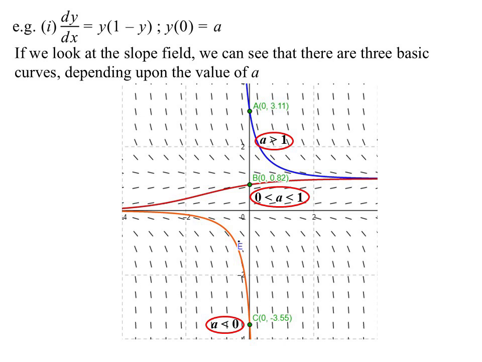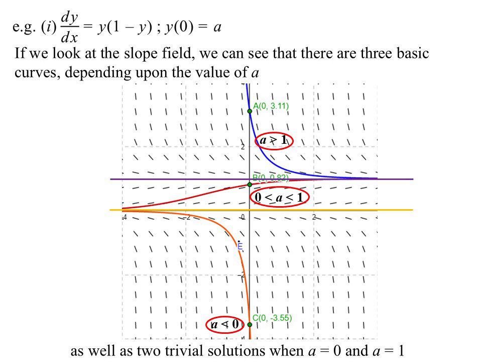It looks a bit like an inverse tan curve. It's not an inverse tan curve, but it has that shape. And if a is greater than 1, we get the blue one. But there are 2 trivial solutions as well. So those 3 possible curves are separated by 2 trivial solutions. So in fact, we'd end up with 5 possibilities for this differential equation.